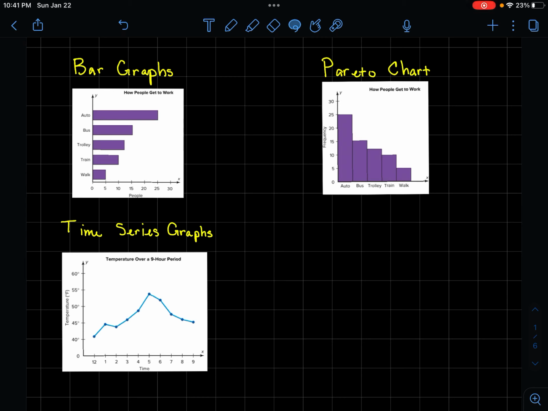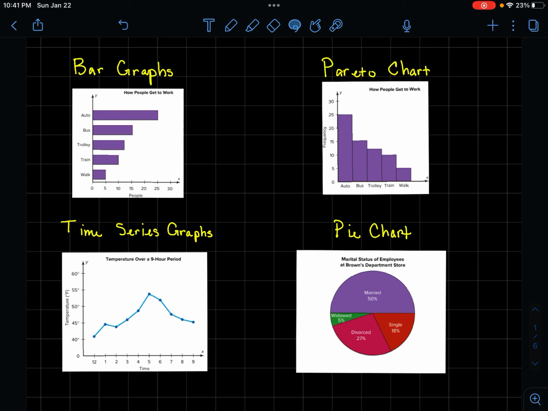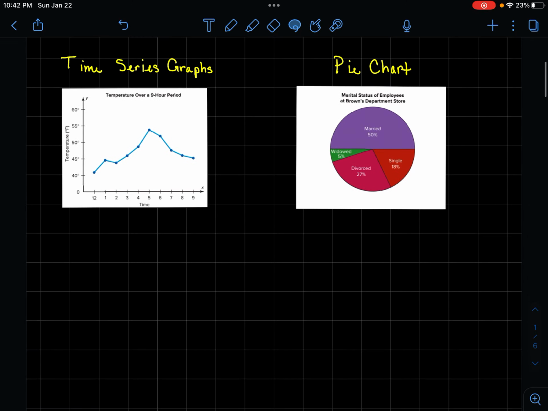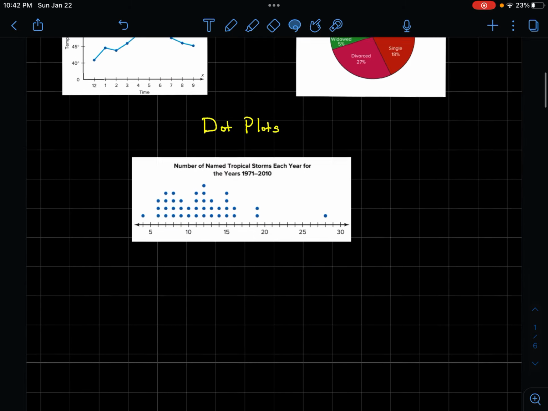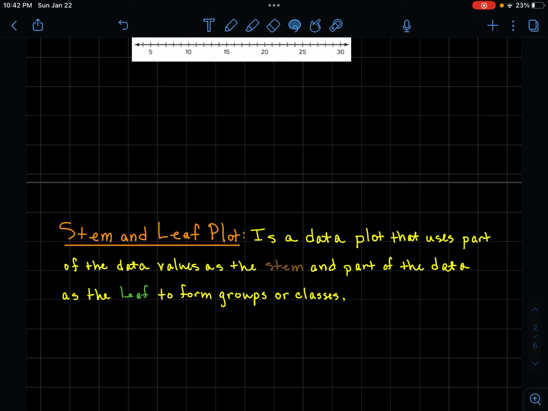Then we have the time series graph, which, as its name suggests, plots data over a given time gap. We have the pie chart, where we take our data and represent it by percentages that take up a particular piece of the circle. And then finally we have the dot plot, which looks just like a bar graph, but we use dots to represent the numbers on the number line. The one that we're going to look at today is called the stem and leaf plot.